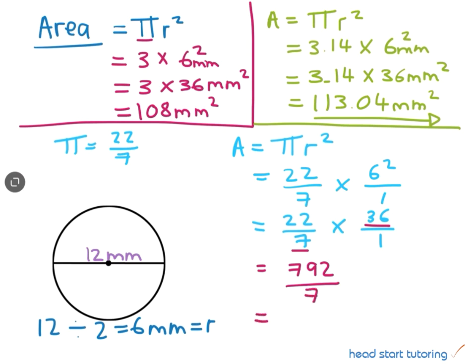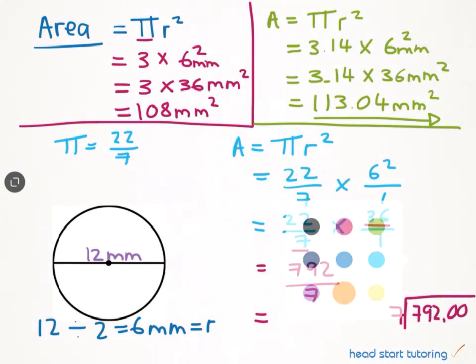What we then need to do is, on the side, work out 792.00 divided by 7, and that will give us our answer as a decimal. So 7 fits into 7 once, 7 fits into 9 once with a remainder of 2, 7 fits into 22 3 times. We bring up our decimal point and we have a remainder of 1.